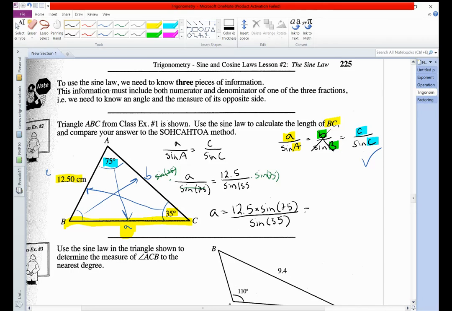Now we can type that into our calculator: 12.5 multiplied by sine of 75, and then once we get an answer, divide by sine of 35, and we get 21.05. Don't forget your units. That means side A is 21.05 centimeters. Hopefully that made sense.